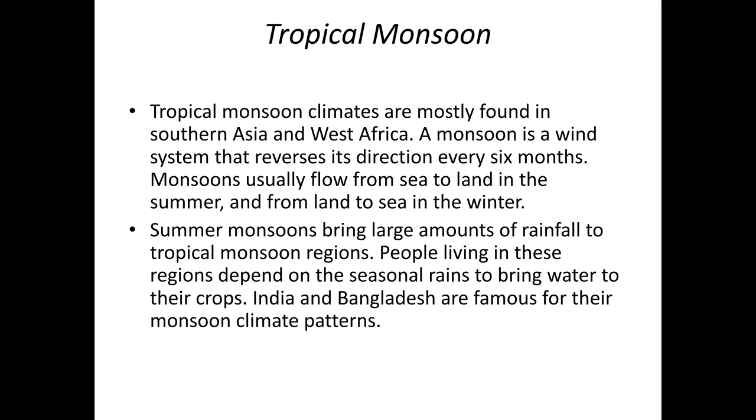But those areas may not experience more rainfall in the summers because in the summers, the monsoons usually flow from the sea to the interior lands, and that is why the places which are located in the internal parts of the country experience more rainfall. Summer monsoons bring large amounts of rainfall to tropical monsoon regions. People living in these regions depend on the seasonal rains to bring water to their crops. India, Bangladesh, Sri Lanka, Pakistan, etc. are very famous for their monsoon climatic patterns.